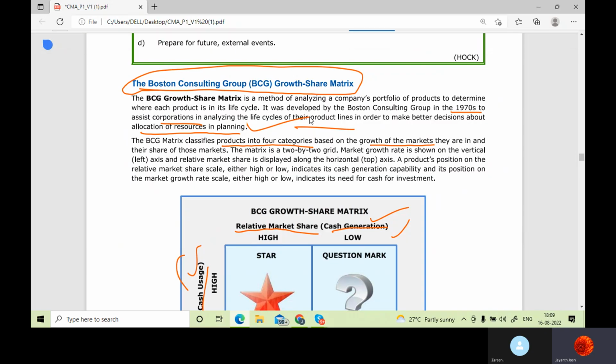So see, if you properly analyze the life cycle of the product, life cycle is nothing but the day when it is produced to the day till it will become a scrap. So I am speaking about from this stage to this stage. So life cycle of their product lines in order to make better decisions about allocation of resources in the planning. That means this particular BCG matrix is going to assist companies in analyzing the life cycle of the products which they are in, and they can make better decisions about how they have to allocate the resources for the planning process.